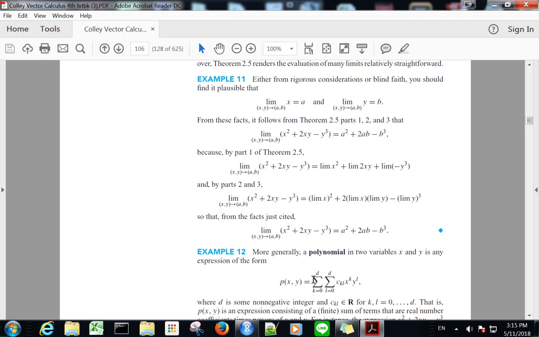Okay, and that's the form for a polynomial in two variables. So here's just one example of a polynomial in two variables.